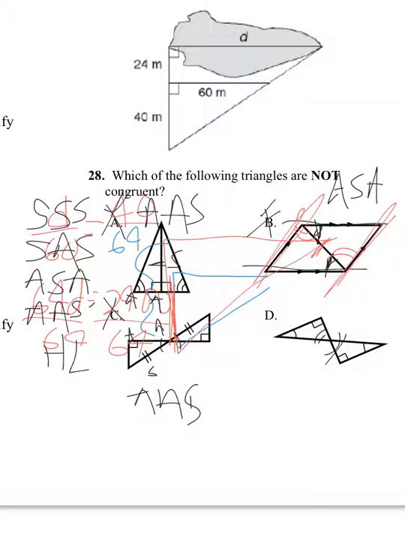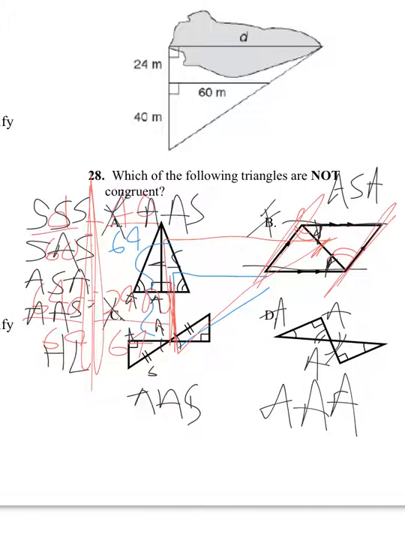Here you have vertical angles A, but if you remember for congruence, that is not one of the 5 that we have here. So this is the answer for the problem, not congruent, because AAA does not show congruence.